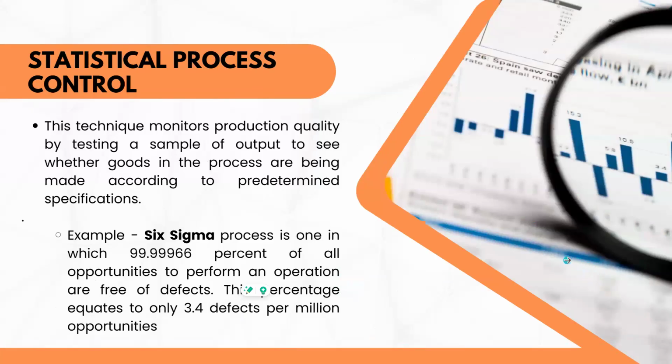Statistical process control is a technique that monitors production quality by testing a sample of output to see whether goods in the process are being made according to predetermined specification. An example of this is the Six Sigma process in which 99.99966% of all opportunities to perform an operation are free of defects. This percentage equates to only 3.4 defects per million opportunities.